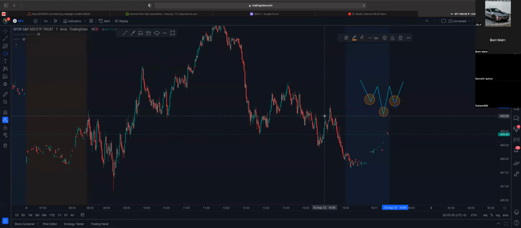2, 3. Hold on. I don't see 3. Oh, I do see 3. All right, I do see 3. I see the third one. Okay, so right off the bat, a lot of you guys already see them. So how do we find it? After a sell-off. So let's go ahead and draw it real quick, right?